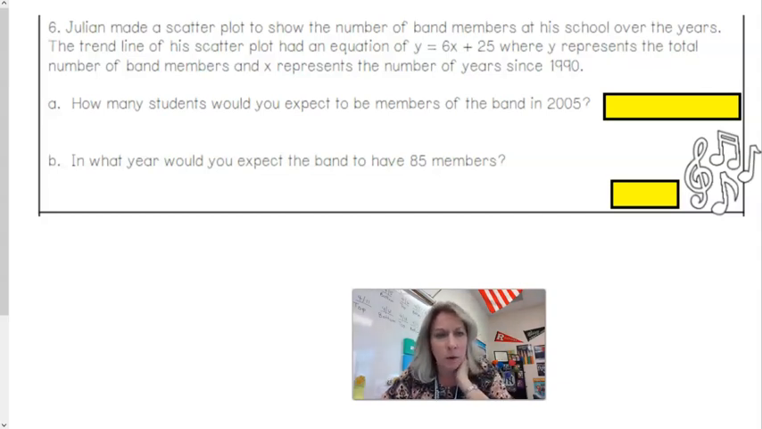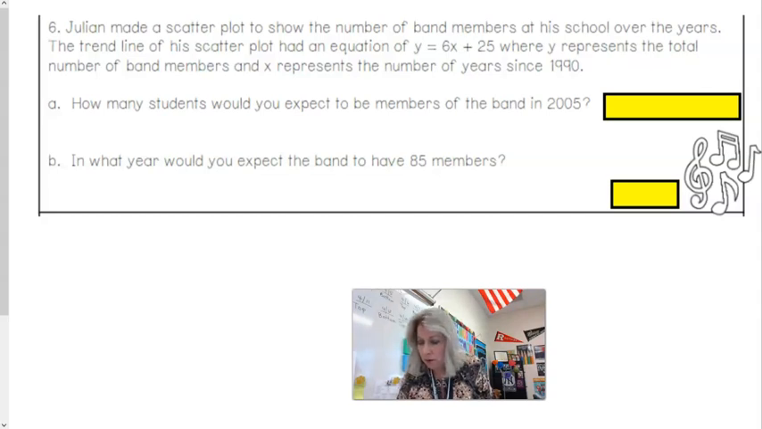Did really well. Well, the trend line of a scatter plot had an equation of y equals 6x plus 25, where y represents the total number of band members, and x represents the number of years since 1990. How many students would you expect to be members of the band in the year 2005? Okay, so what you would do here is plug in the number of years since 1990. So if I take 2005 minus 1990, I get 15 years there.